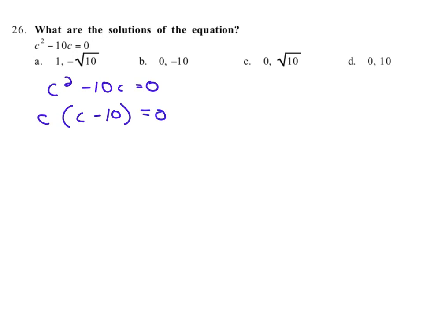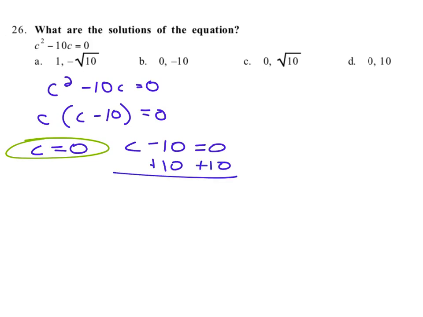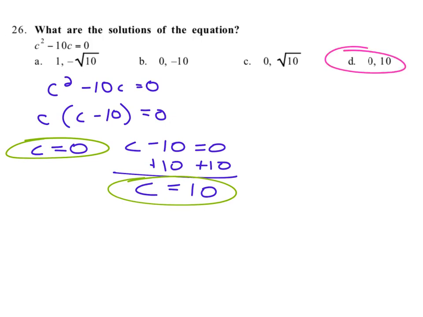Now we can see what two things are being multiplied together. C is being multiplied with c minus 10. So then those are the two things that we set equal to 0 and solve. This one's already solved. If it's just a c, then that's what it is, right? But here we need to say plus 10, and we get c is equal to 10. That's the other answer. So we've got 0 and 10 as our two answers, and that is D.